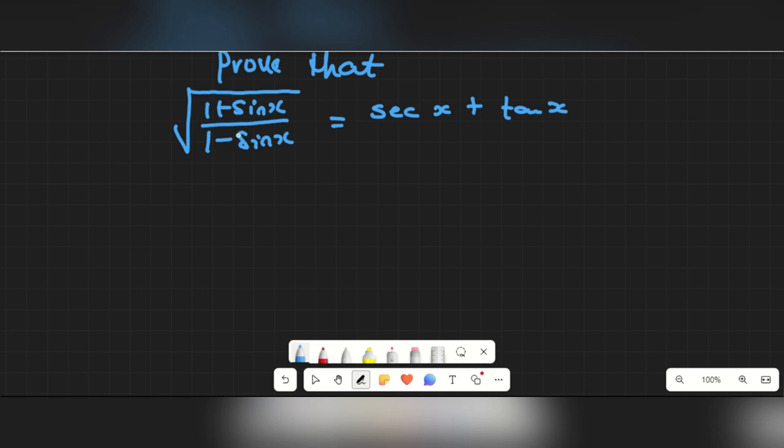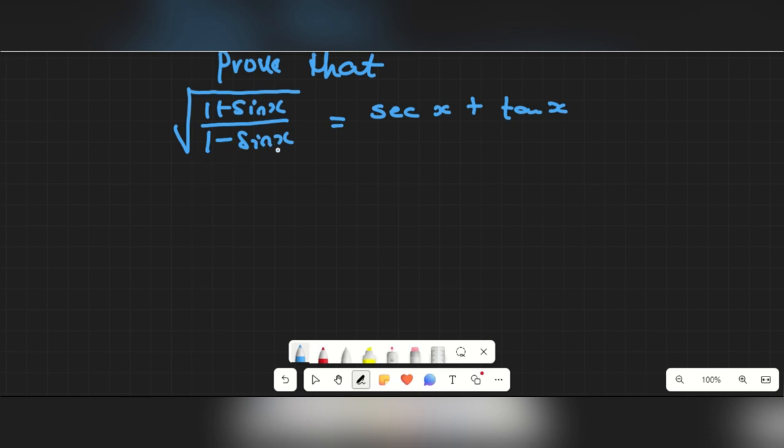Let's talk about this. When you have (1 plus sine x) over (1 minus sine x), one of the things you can do to eliminate some biases is to multiply the numerator and denominator by the conjugate. Do you understand? What do I mean? The conjugate of 1 plus sine x will obviously be 1 minus sine x, and the conjugate of 1 minus sine x will obviously be 1 plus sine x. You get what I'm trying to say now.